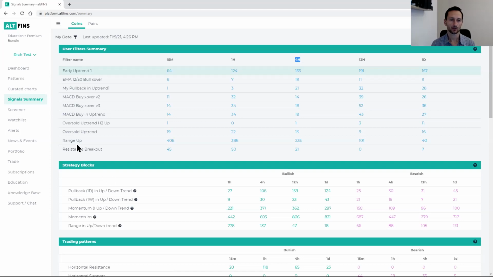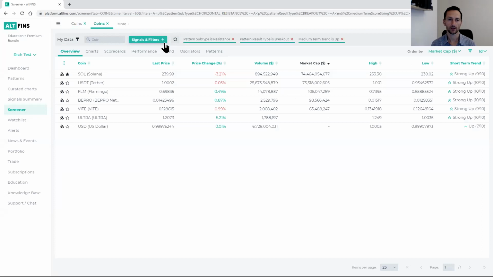Okay, and you can create multiple different signal filters. One could be for inverse head and shoulders, breakouts, and so on, and then they will all appear here. And that way you can click on these links and quickly jump to the results. Right, here they are.